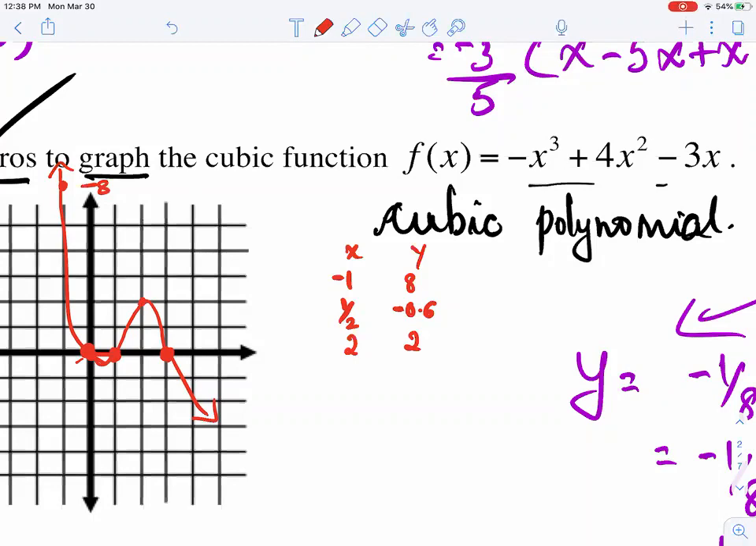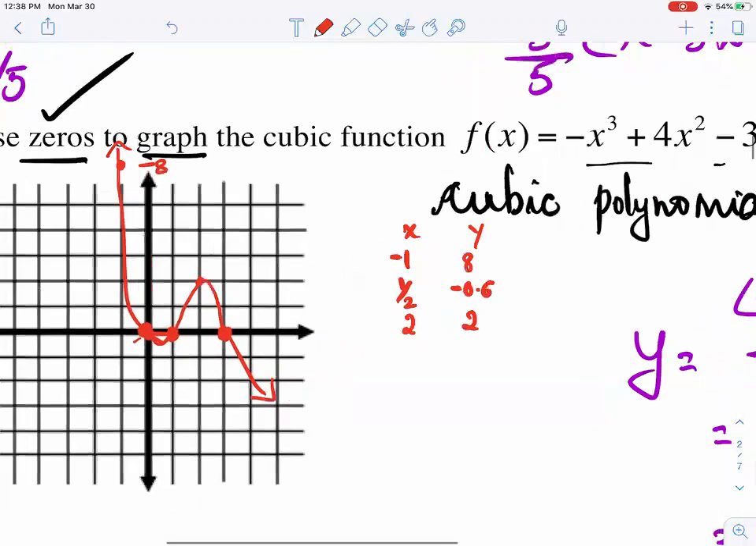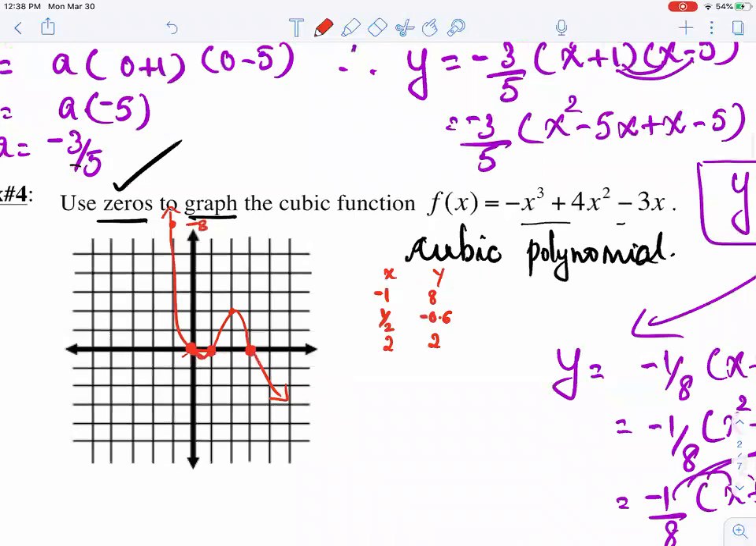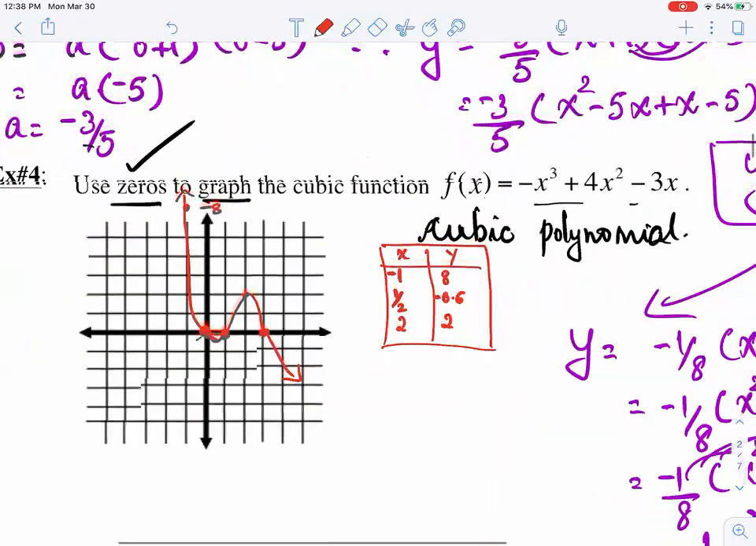Okay, do you understand? Yeah. Okay, so you're going to use the zeros, plot the zeros, and then find some extra points. Because however you want to get a better idea about the graph, whether it has to go up or down, you pick the extra values. Okay, I think that should be enough for today because there were a lot of new things going on.